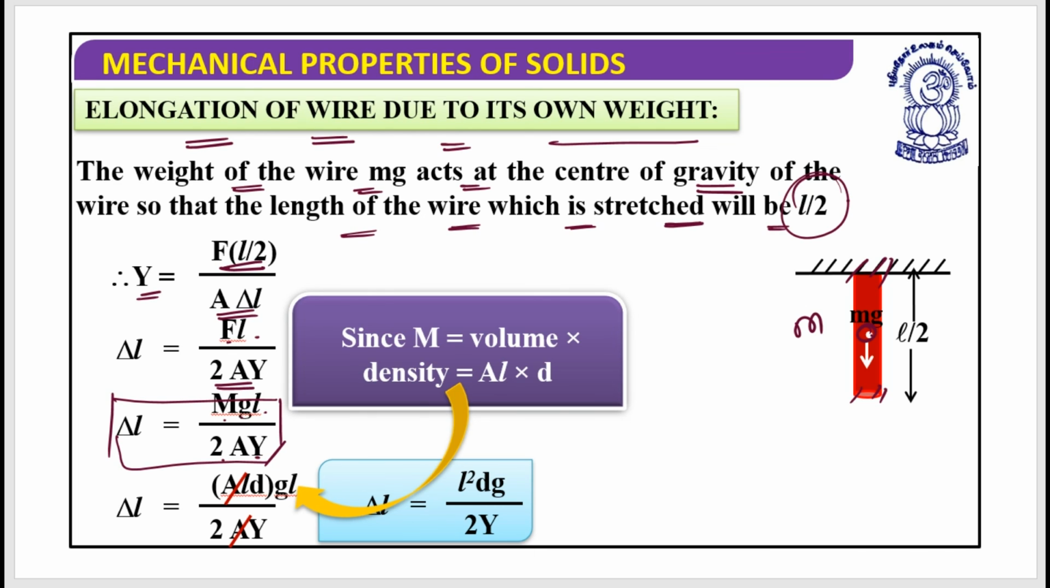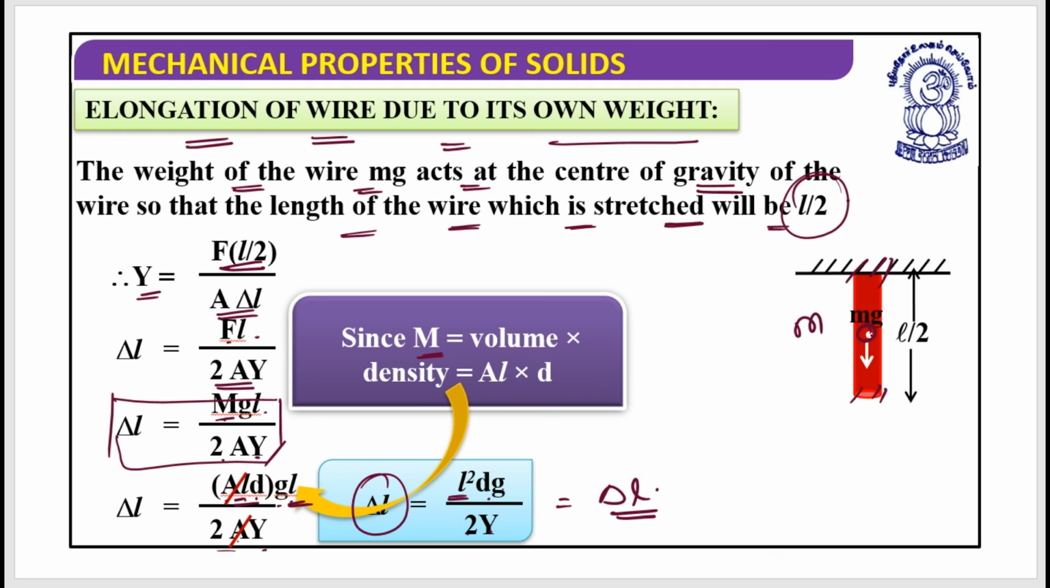Now one more form of this: when I replace this m with density and volume, the mass could be written as A into L into d, so it is A L d g L divided by 2AY. This A and A cancel, and this L and this L give L square, so delta L equals L square into density into g divided by 2Y. This is the elongation due to its own weight.